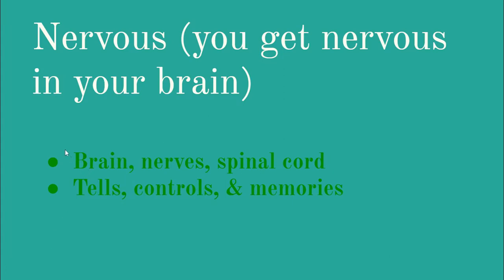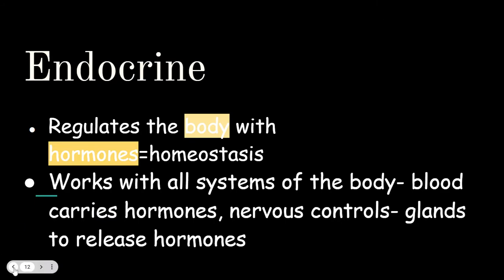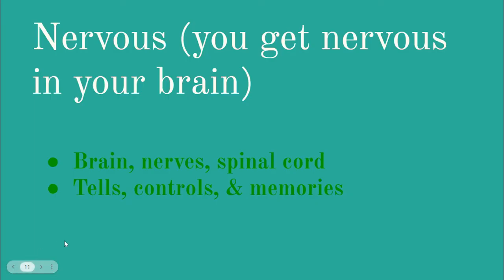The next system in our crime nerds was nervous. One way I always remember this system is you get nervous in your brain. So if you are going to go and get up in front of the class and you're nervous, it's in your brain. So this is your brain, your spinal cord, your nerves. Remember, this is a system that tells and controls everything else, and this is where we store our memories.